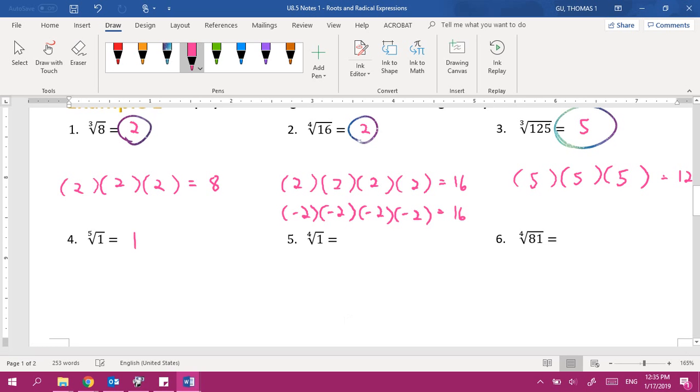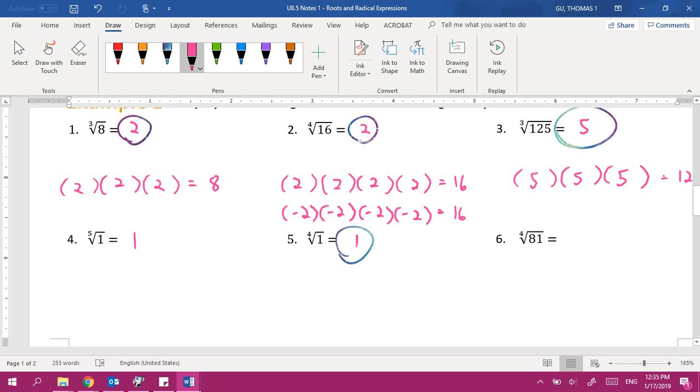The fifth root of 1. We're multiplying a number 5 times by itself. So 1 times 1 times 1 times 1 times 1 is 1. So what's number 5? 1. What if I asked you what are all the possible real roots? Plus or minus. That's right, because it's an even index. So originally you would have plus or minus, but because we're looking for principal, it's just 1.